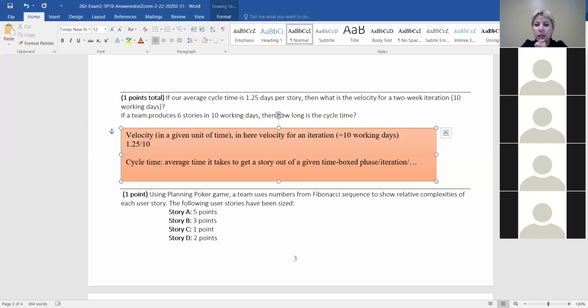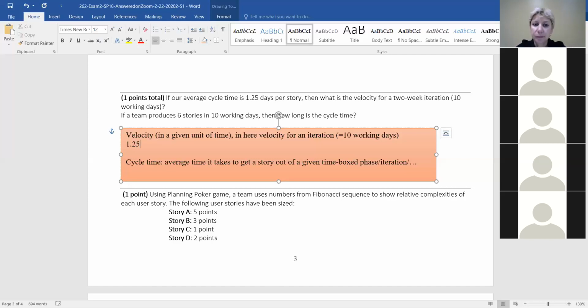So no, this is taking you 2.5 per story. So that's how much you, on average, would spend on a given story. If you had 10 days, how many of those stories can you get done in 10 days? You just multiply it together, right?